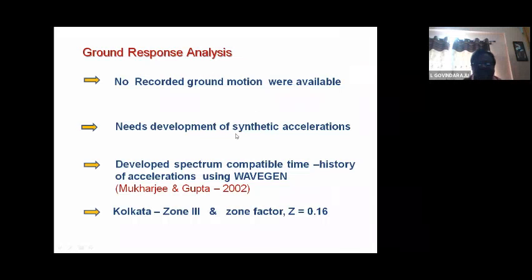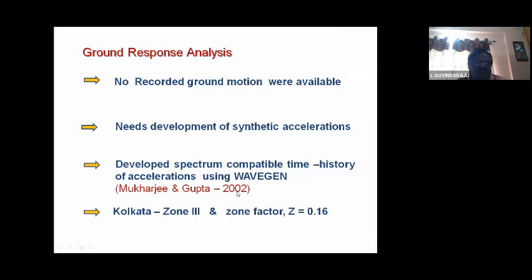So these accelerations have to be developed based on spectrum compatible time histories, because in IS codes and other international standards, given for earthquake resistant design of structures, are what are called response spectra curves. And by conforming to the response spectra curves, we have to develop spectrum compatible time history of accelerations. So for that, we used one code that is developed by well-known professor Vinay K.